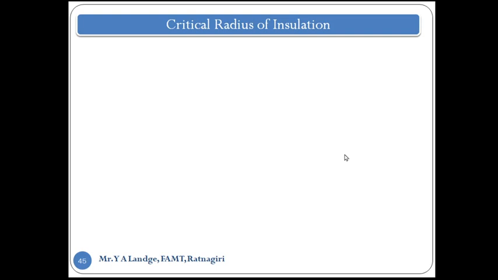After this, once we know why we are applying the insulation, the main criteria for applying the insulation is what? To reduce the heat transfer rate, to reduce the heat losses from the system. But is it true that by putting on insulation we can always reduce the heat losses? Means if I increase the thickness of the insulation material, can it reduce it?